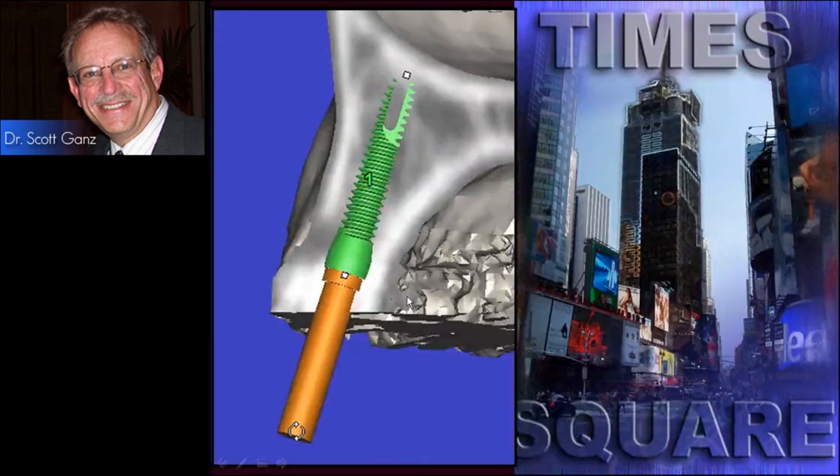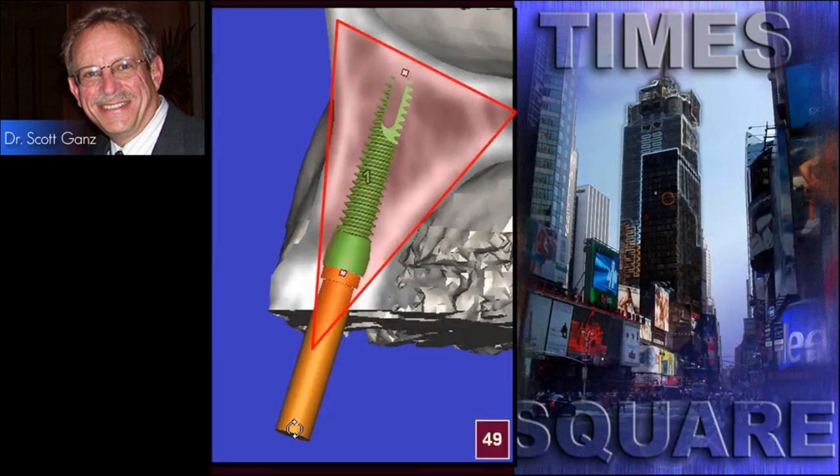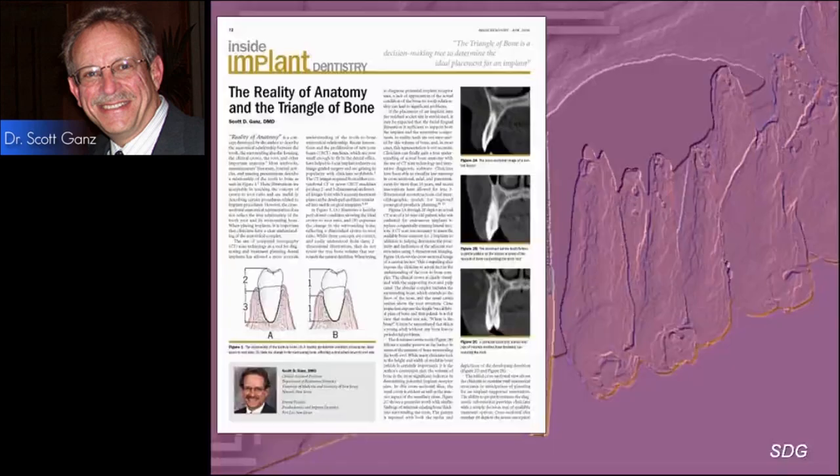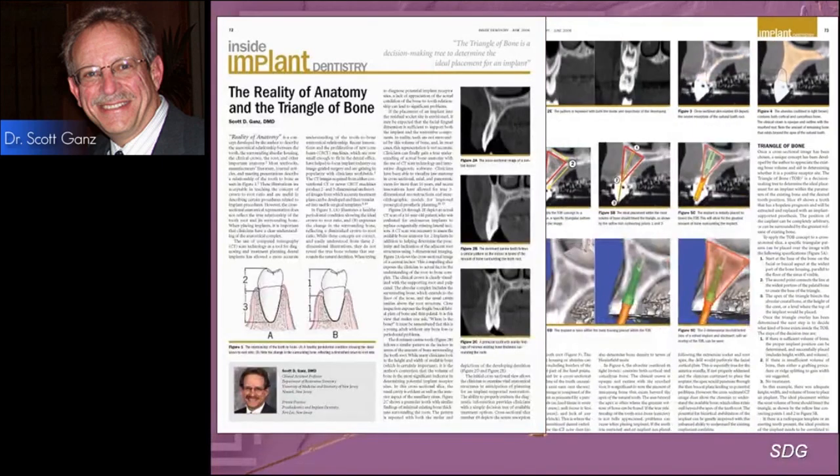The concept that I've just described has been published in many, many articles over the years. The most recent was an article titled The Reality of Anatomy in the Triangle of Bone, which was published in Inside Dentistry back in June of 2006. This can be downloaded from my website, which is www.drgans.com. And plenty of these other articles that I will allude to, perhaps, you can download as well if you want to have further information.